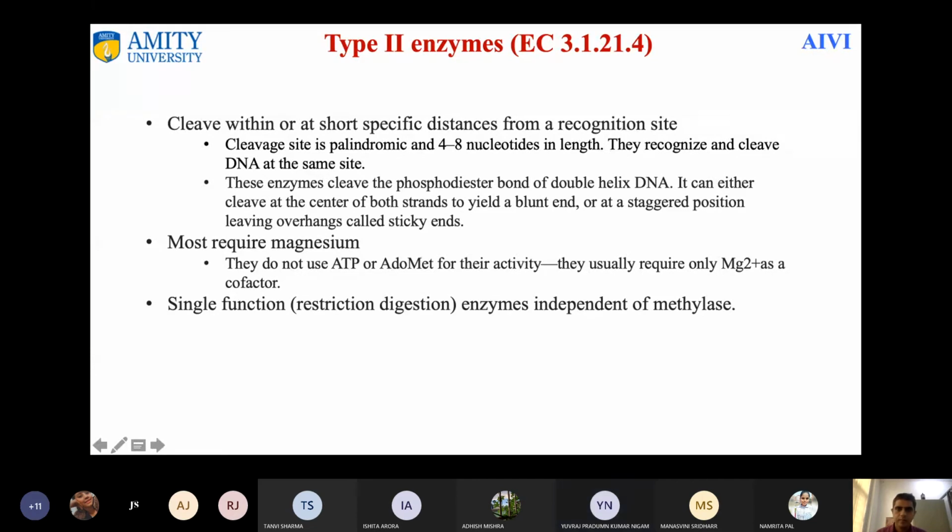Sir, how does methyl transferase protect the endogenous DNA in the prokaryotes? See, it transfers a methyl group. Cytosine is mainly methylated. So if the cytosine gets methylated, earlier this methyl group was not present, but now it is methylated. So what happened now?